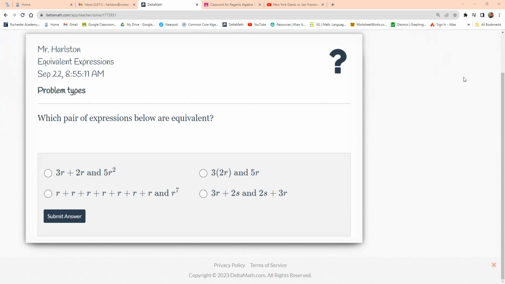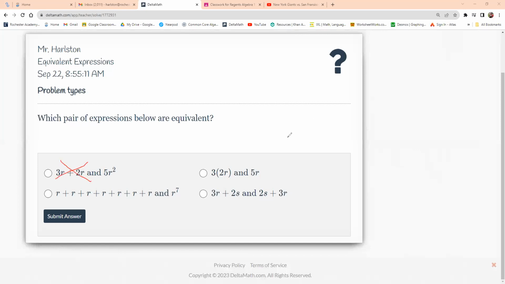So all I have to do now is just key these in. They're asking, are these two equivalent? Well, if I go 3R plus 2R, I press enter, I get $6.25. But now if I put in 5R squared, 5R to the second power, I get $7.81. So those two aren't equivalent, even though I plugged in the same number for R in both cases. So this one is not the answer. Let me get a pen. I'm going to cross this one off.